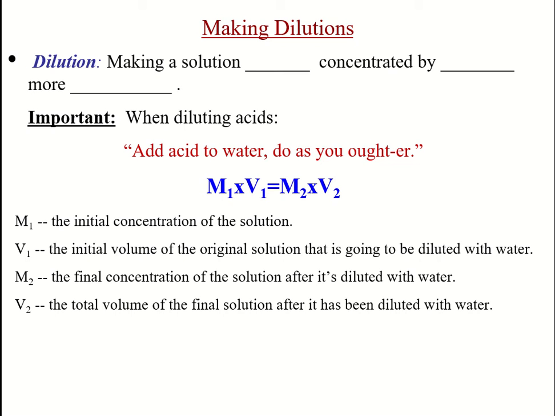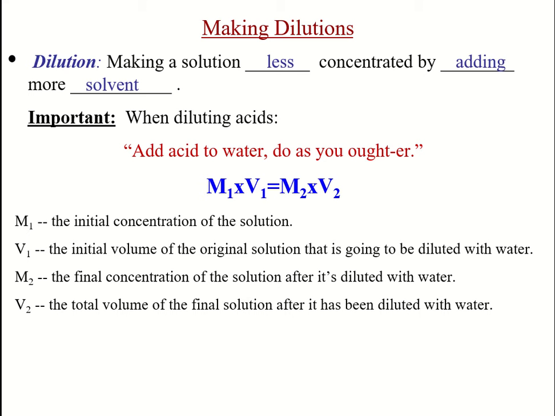So the other part of today's lesson is about making dilutions. To make a dilution, which is what I do a lot when I'm preparing your labs, I'll take a concentrated acid molarity and dilute it to whatever molarity we might need for the lab. To do this, I simply set up an equivalence. One important factor to remember is this silly saying, acid to water, do as you oughter.